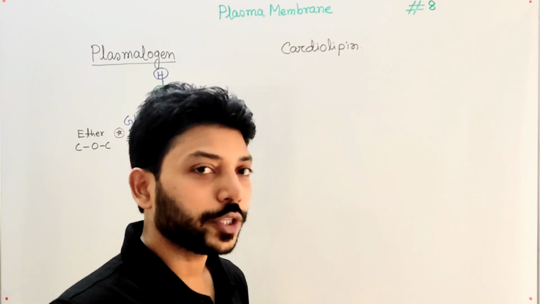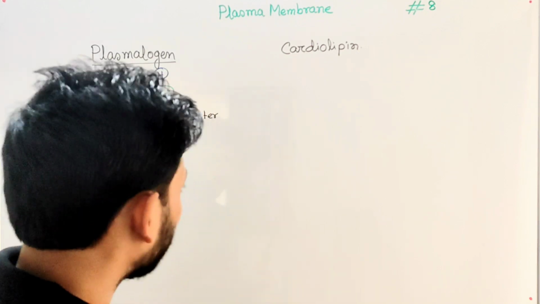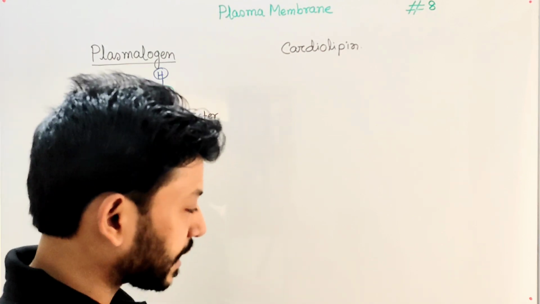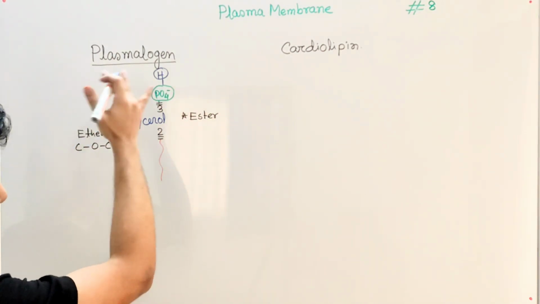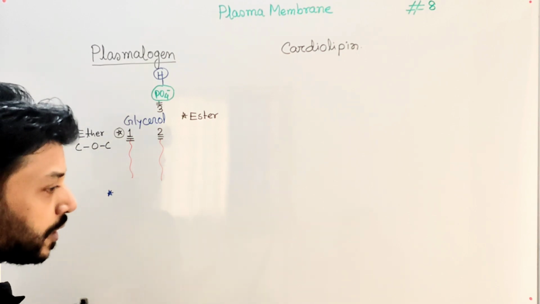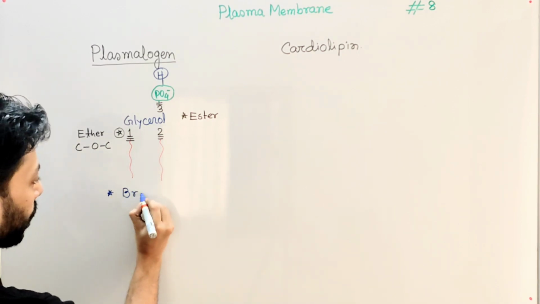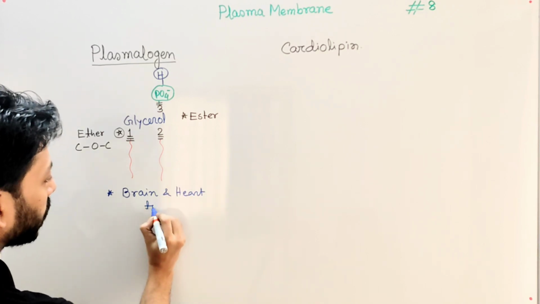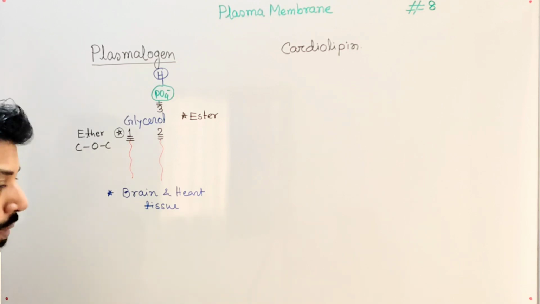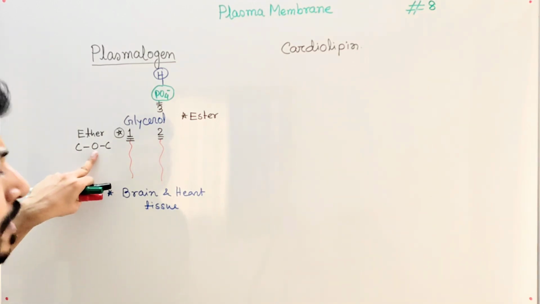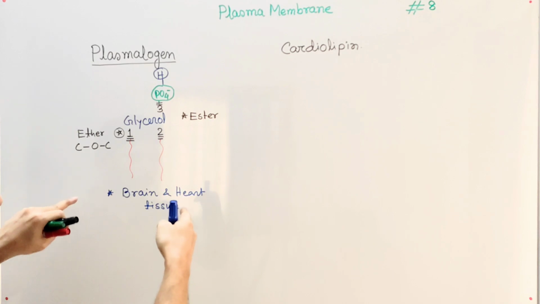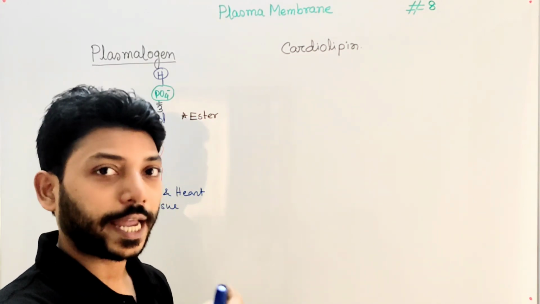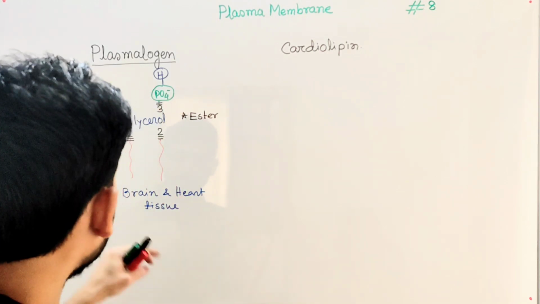Now, we still don't know the significance of this special category of phosphoglycerides, plasmalogen, but scientists have discovered that these lipids are particularly abundant in brain and heart tissue. So brain and heart tissue contain an abundance of plasmalogen. So there is only a small change in the basic phosphoglyceride structure, that is, the bond between the first carbon and the fatty acid is ether in nature.